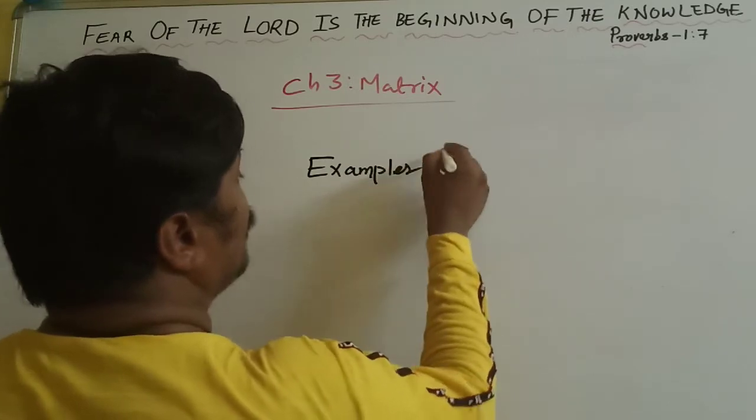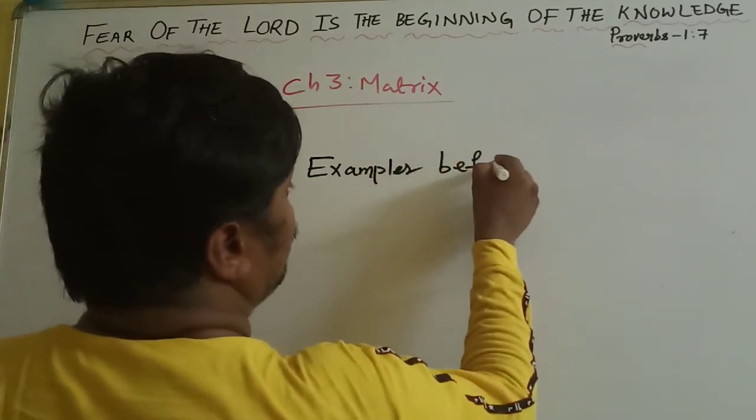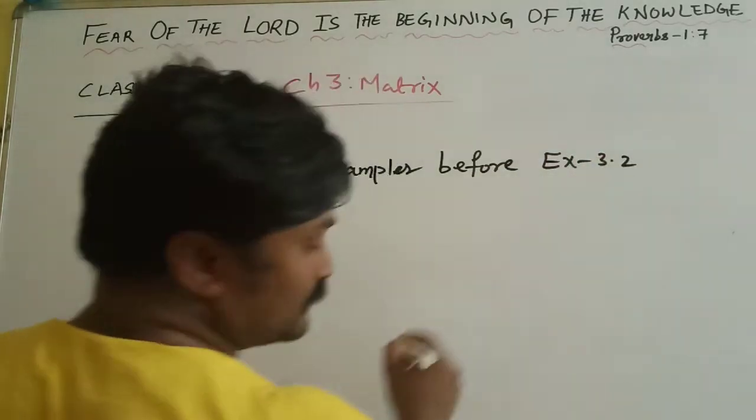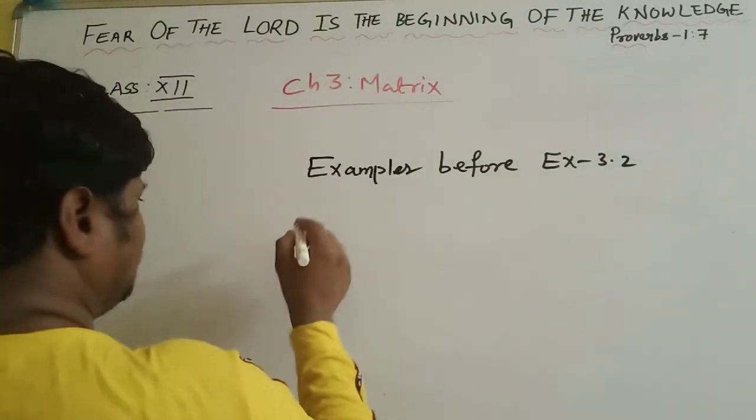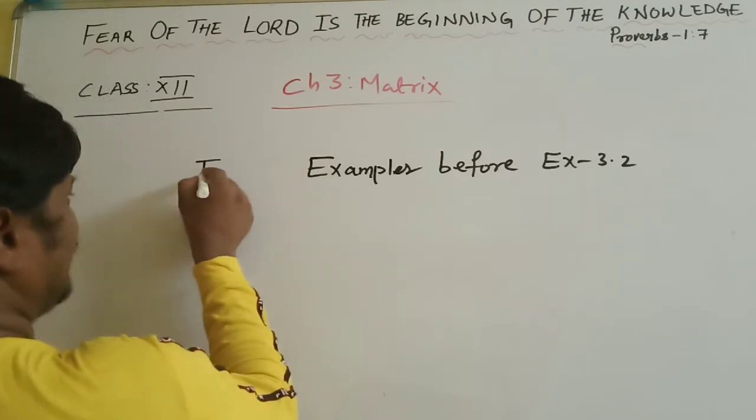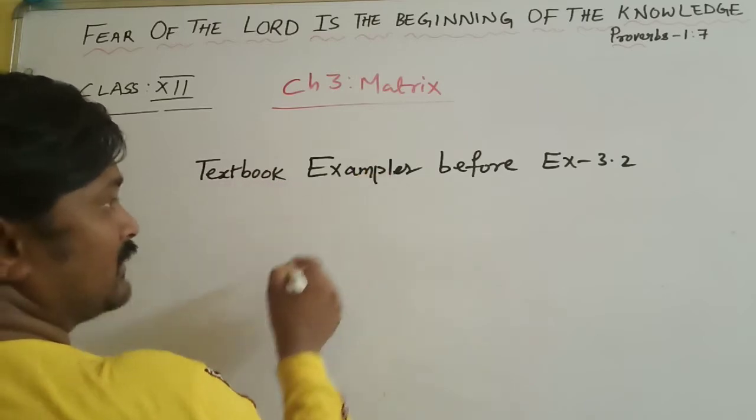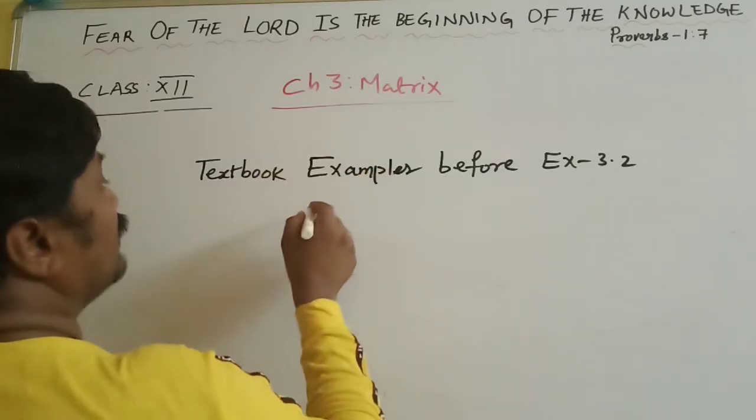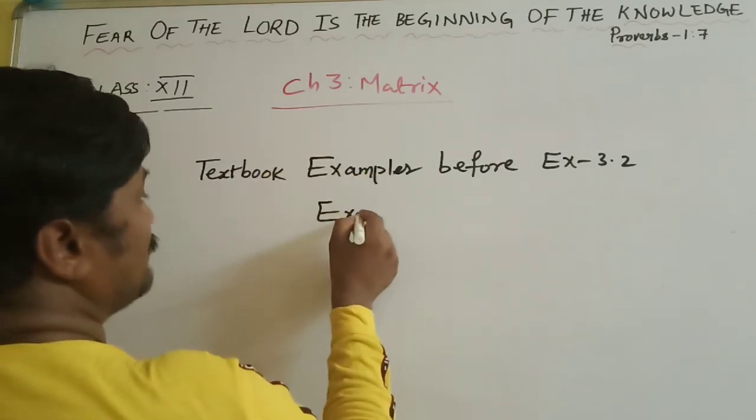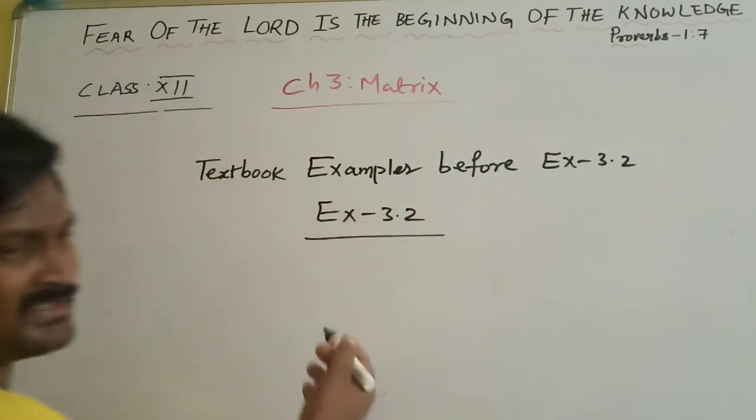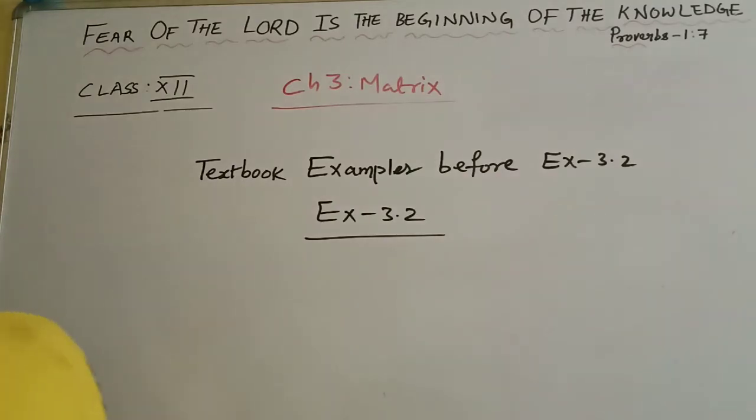that is, before exercise number 3.2, the textbook examples. And if possible, we are going to discuss exercise number 3.2, at least half of the solutions.